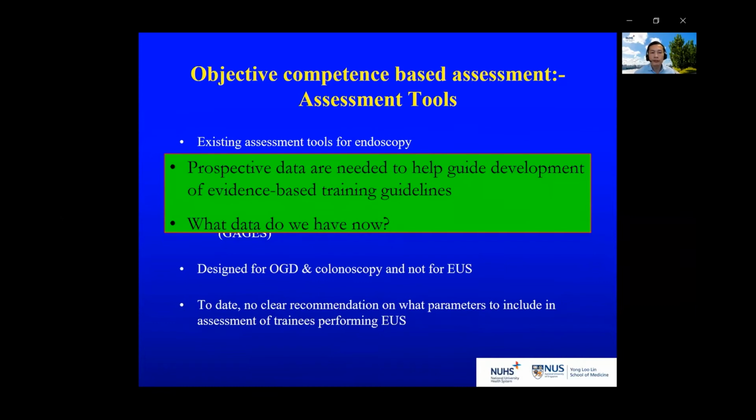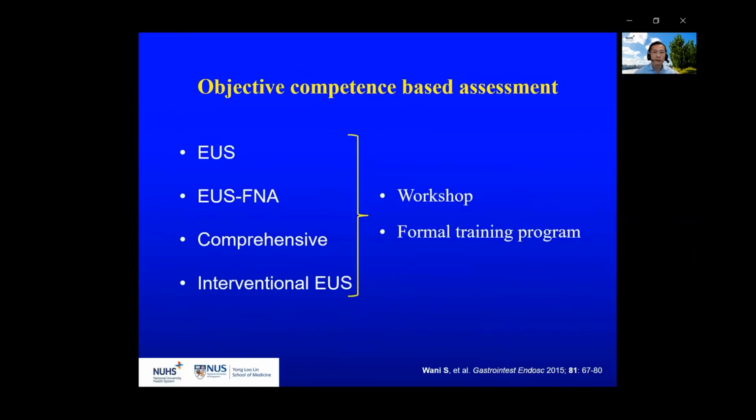So what data do we have now? I'd like to share with you the data which have been published on the different EUS procedures, ranging from EUS up to interventional EUS, and in two settings. One setting is the workshop setting, where we commonly conduct workshops. The other one, obviously, is where we take in a lot of trainees under our wing in a formal training program.